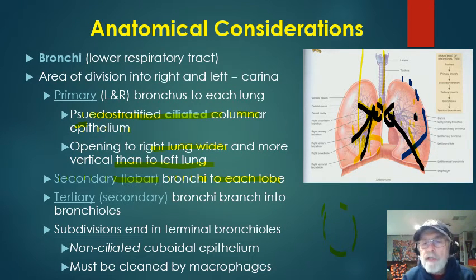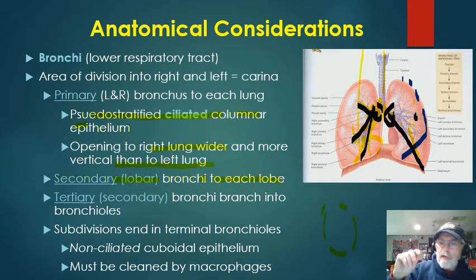And then we get to smaller and smaller bronchopulmonary segments, and these secondary bronchi then branch into tertiary bronchi, and then they branch into more and more as they get smaller and smaller. As they get smaller, what happens? They lose the cilia, and the cells get narrower or smaller. Instead of being columnar, they become non-ciliated cuboidal further on down. So we do see some changes.